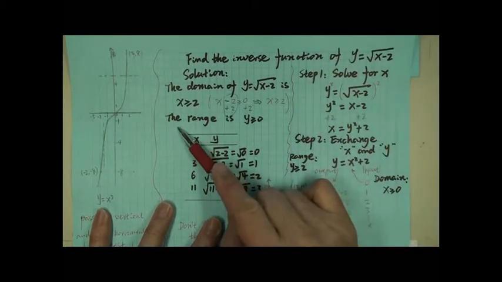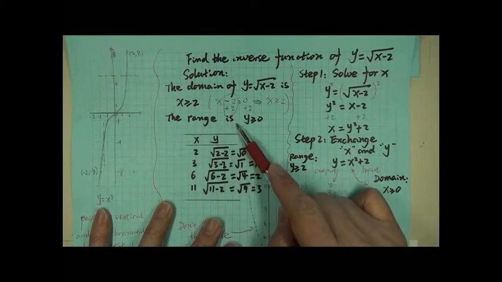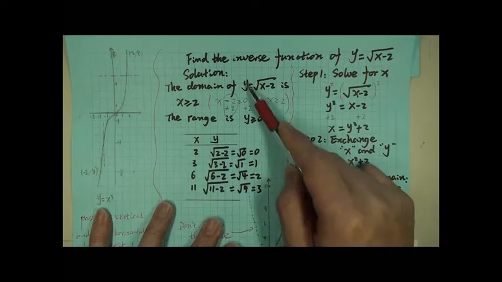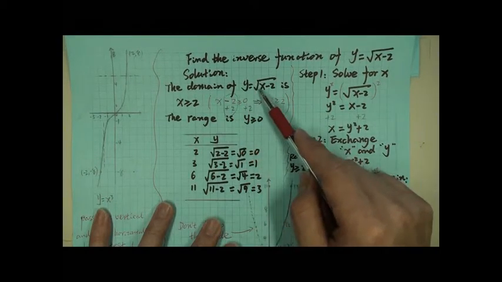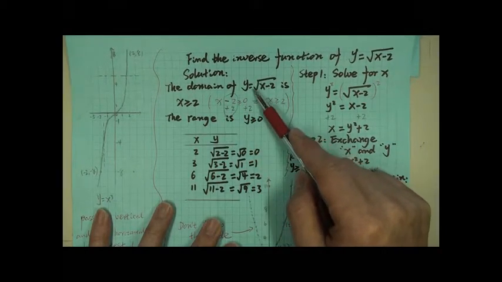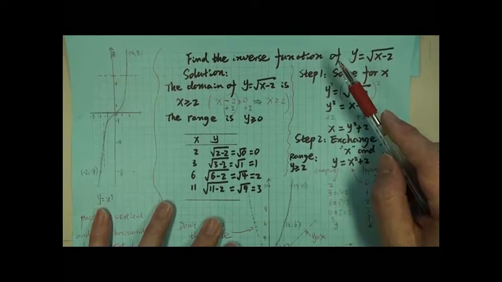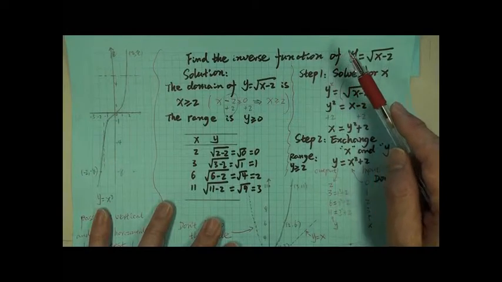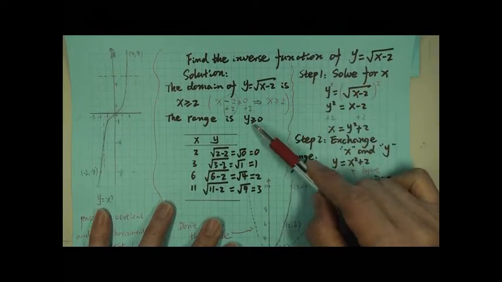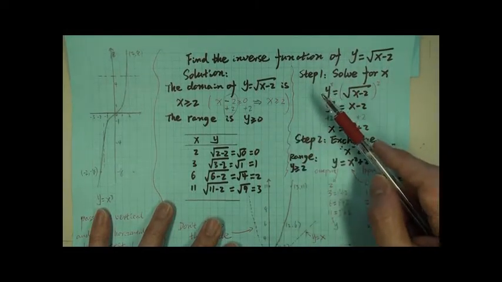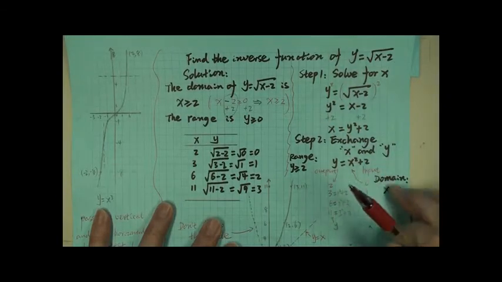What is the range? The range is y greater than or equal to 0, this one. Because any value you put here, you take the square root, you always get a non-negative value. Okay? So that's why we say the range for y is greater than or equal to 0.